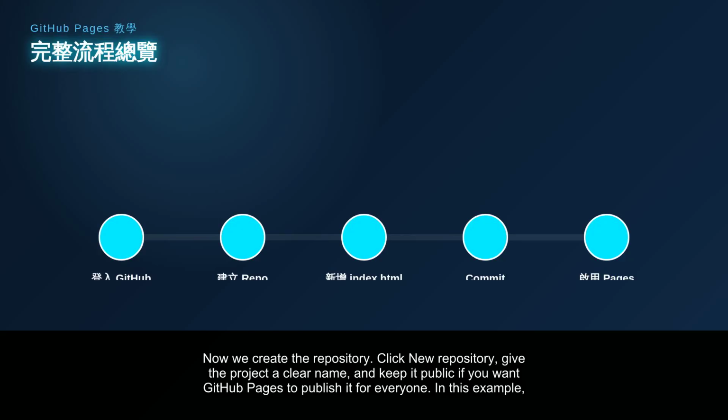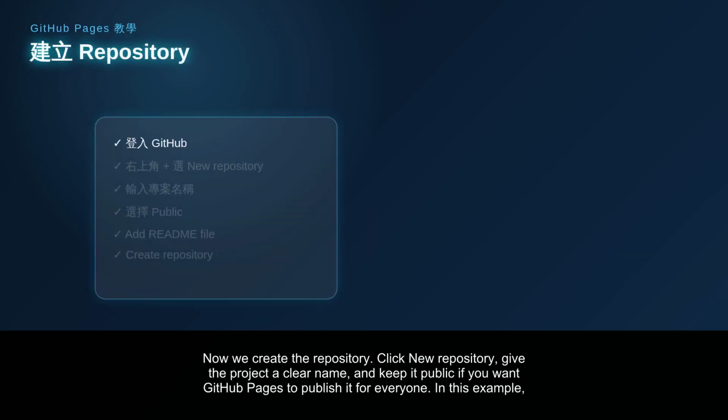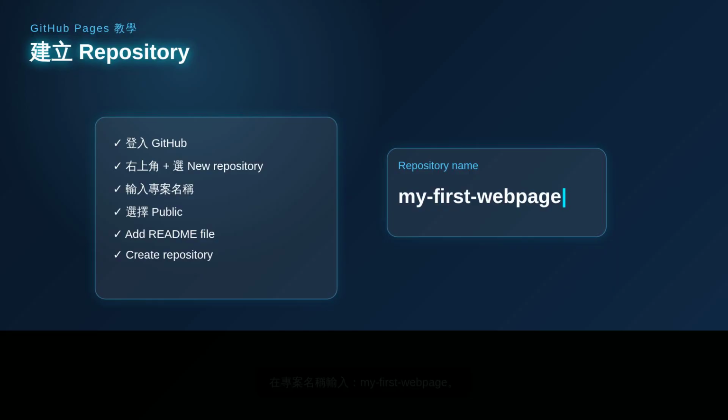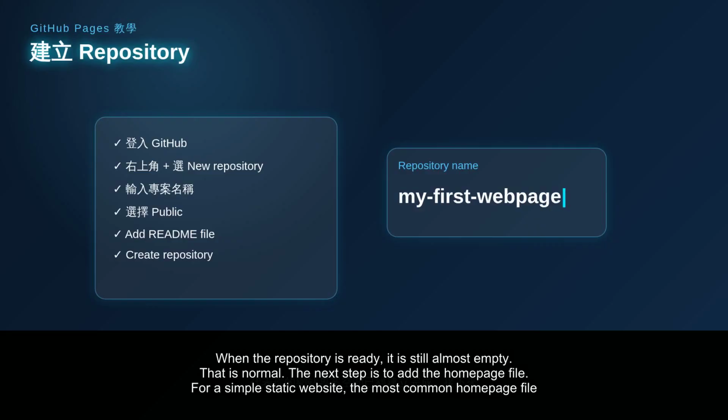Now we create the repository. Click New Repository, give the project a clear name, and keep it public if you want GitHub Pages to publish it for everyone. In this example, the repository name is My First Web Page. When the repository is ready, it is still almost empty. That is normal. The next step is to add the homepage file. For a simple static website, the most common homepage file is named index.html.